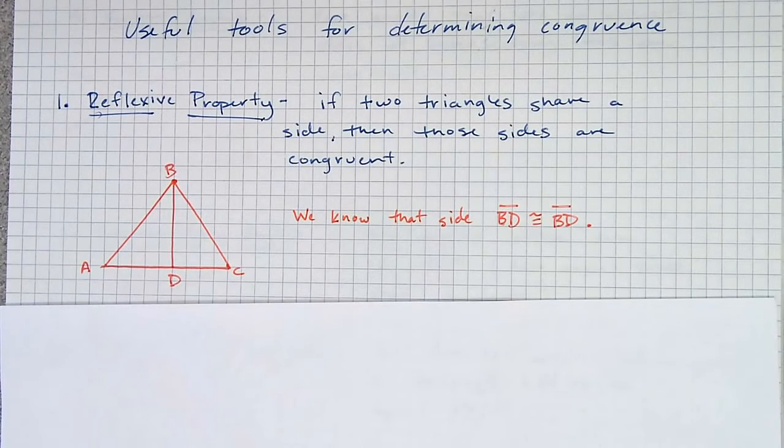Which states if two triangles share a side, then those sides are congruent. Notice that we have an example in red as well. So with these two different triangles, since they both share a side BD, we know that BD is equal to side BD.